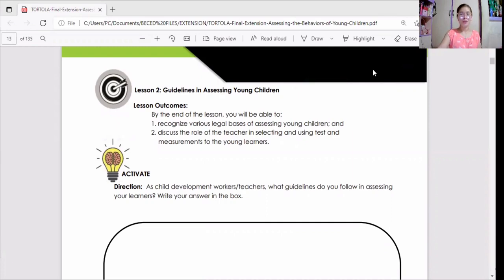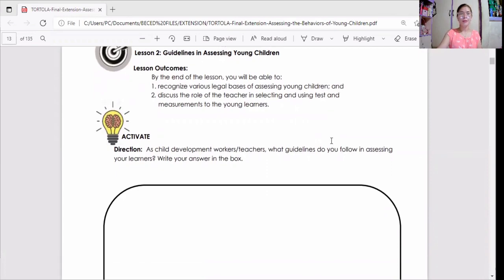Very good. So here is our lesson, Module 1, Lesson 2. These are the learning outcomes. By the end of the lesson, we will be able to recognize various legal bases of assessing young children, since we will be talking about different guidelines in assessing young children. And then you are also expected to discuss the role of the teacher in selecting and using tests and measurements to the young children. So, before we discuss our lesson, let's try to answer the activate part.